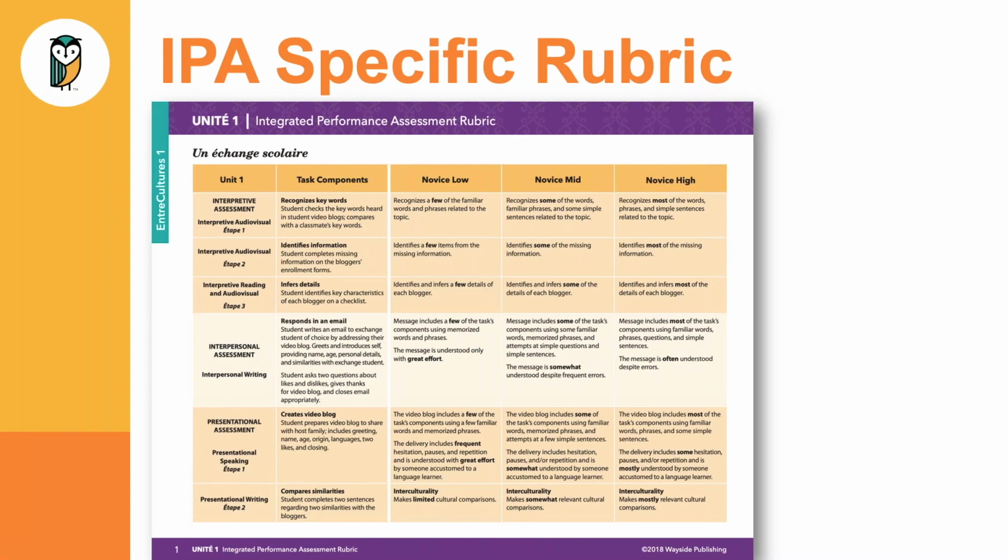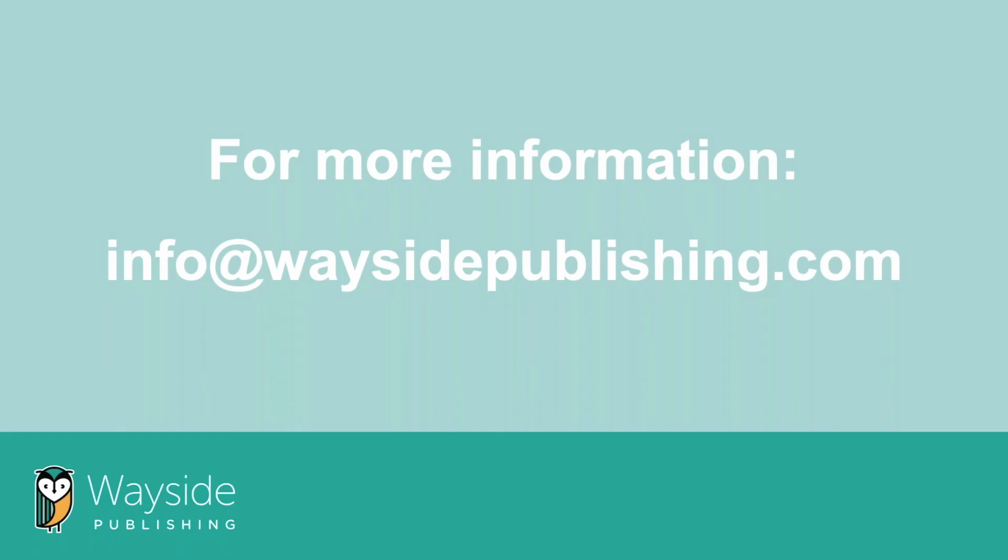This IPA is from Level 1, Unit 1, so there are only 3 levels of proficiency that students are being assessed against. However, starting in Unit 4 of Level 1, and for the rest of the series, there are 4 levels of proficiency in these rubrics. These rubrics align with ACTFL's performance descriptors and proficiency guidelines.